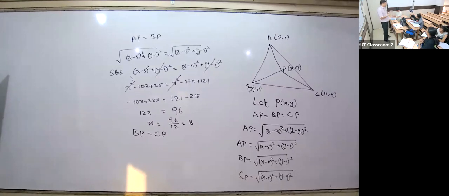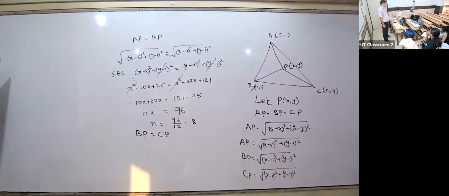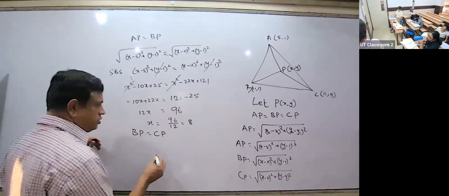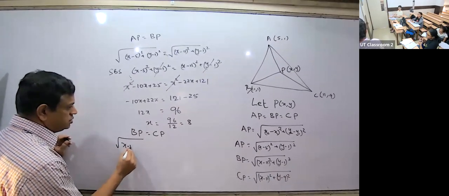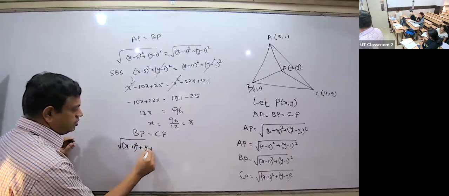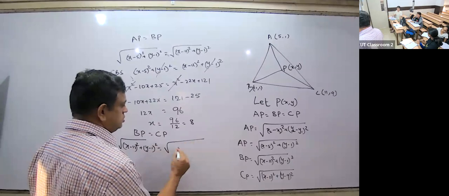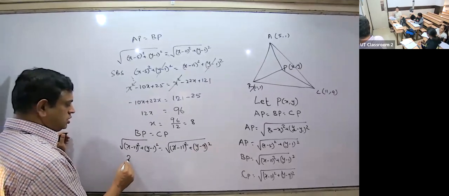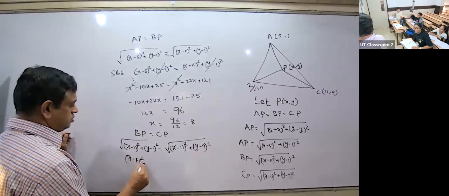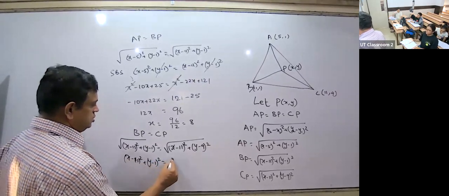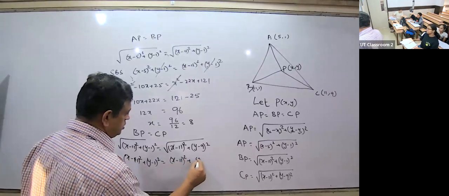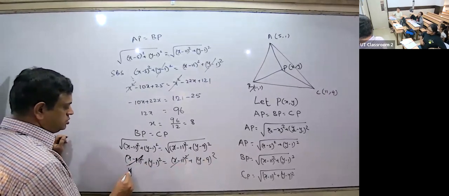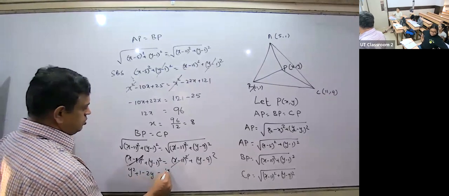Again, my dear friends, the rule: remove the square and the root. Directly, repeat root of (x minus 11) the whole square plus (y minus 1). Squaring both sides, we got (x minus 11) whole square plus (y minus 1) the whole square equal to (x minus 11) whole square plus (y minus 9) the whole square. You can see (x minus 11) whole square is cancelled. This is y square plus 1 minus 2y. You got y square plus 81 minus 18y. Done.